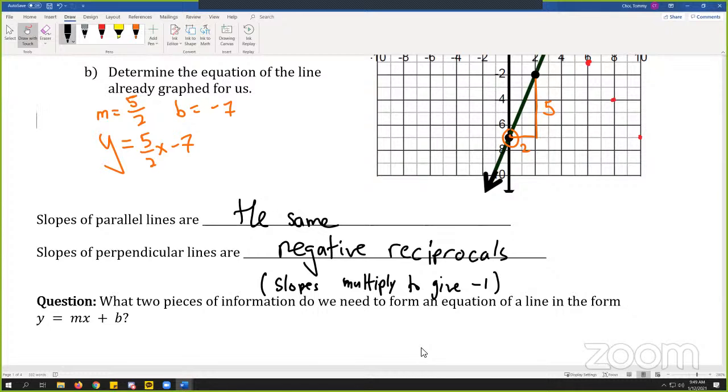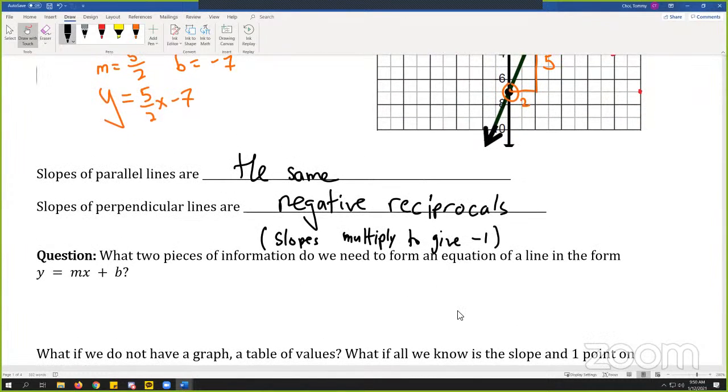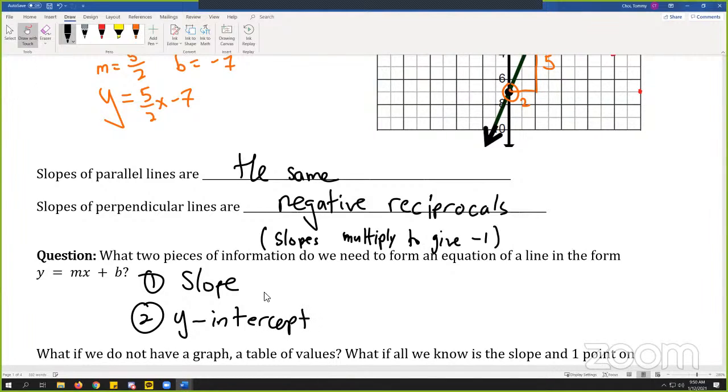All right. So what information do we need to form an equation of the line? Well, we need number 1, slope, and number 2, y-intercept. So these are the two things that we need to always write an equation of a line. There's no doubt about that. We need the slope, we need the y-intercept. And the thing is, you always have to remind yourself, like, if I don't have the slope, I need to get it. If I don't have the y-intercept, I need to get it.